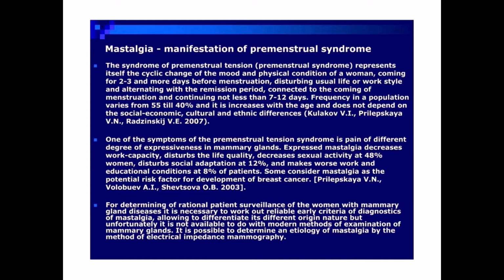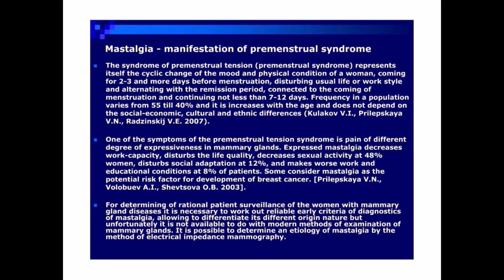Kulakoff V.I., Prilipskaya V.N., Radzinskij V.E. 2007. One of the symptoms of the premenstrual tension syndrome is pain of different degree of expressiveness in mammary glands. Expressed mastalgia decreases work capacity, disturbs the life quality, decreases sexual activity in 48% of women, disturbs social adaptation in 12%, and makes worse work and educational conditions in 8% of patients. Some consider mastalgia as the potential risk factor for development of breast cancer. Prilipskaya VN, Volobyev AI, Shevtsova OB 2003.